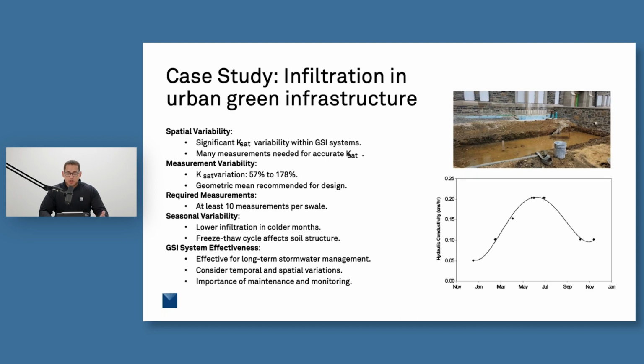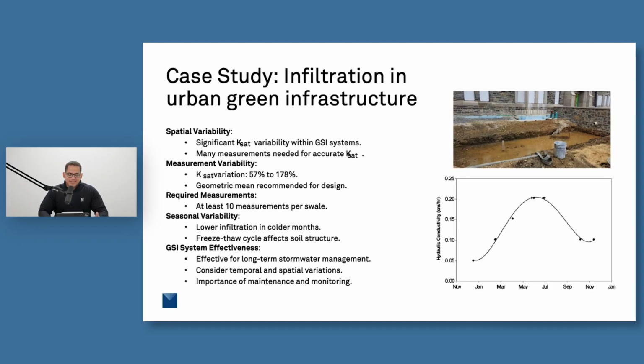They also concluded that the geometric mean of KSAT values should be used for design purposes because it provided a more conservative estimate compared to the arithmetic mean. And that's something I would agree with. When looking at these measurements, I typically like to use the geometric mean over the arithmetic mean because it is more conservative and, because of the way these measurements are distributed, it's a better value to use. They also found that at least 10 measurements at each swale were needed to reduce the uncertainty of the geometric mean values. They also proposed that 20 measurements would be ideal, but it is not always feasible for people to make that many measurements.